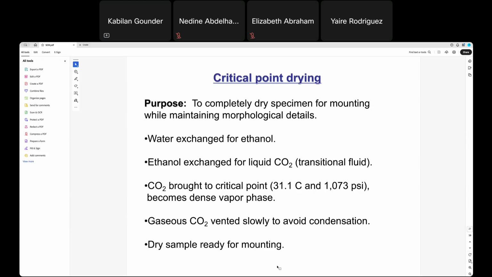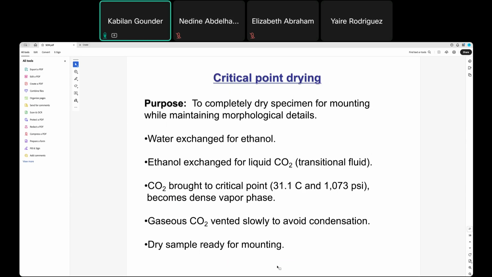So first is fixation and then dehydration. During this period, we remove the water and replace it by ethanol. The next step is the ethanol being exchanged for liquid CO2. So now we are replacing the ethanol with liquid CO2.